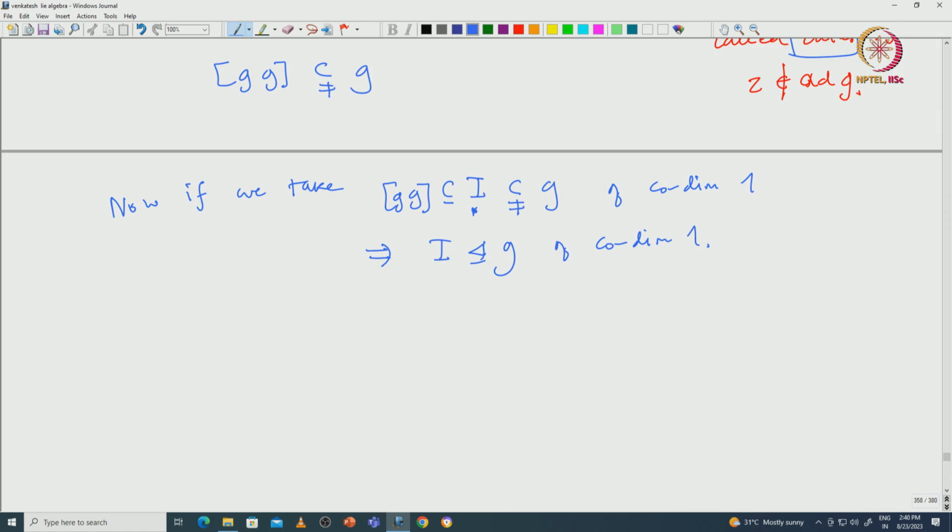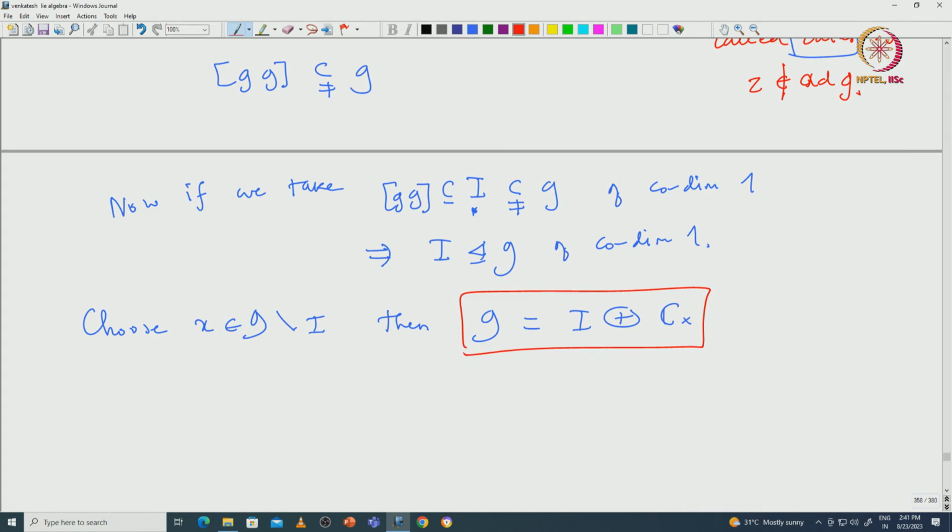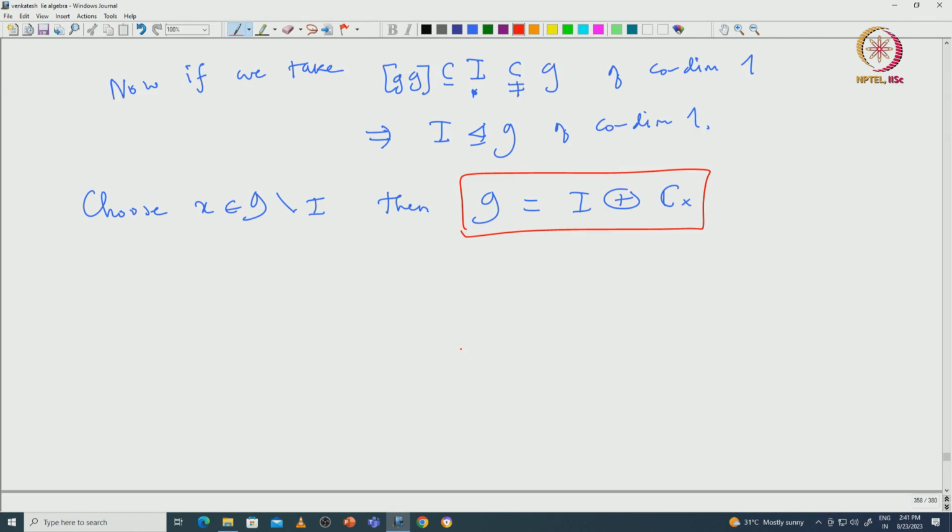So, now what do we do? You choose x inside G difference I. Then you can see that G can be written as I direct sum C x. Okay. So, G has this very explicit description. Now note that if I look at the centralizer of this ideal I, which is those elements y in G such that y commutes with all elements of I, that is the centralizer of I inside G.